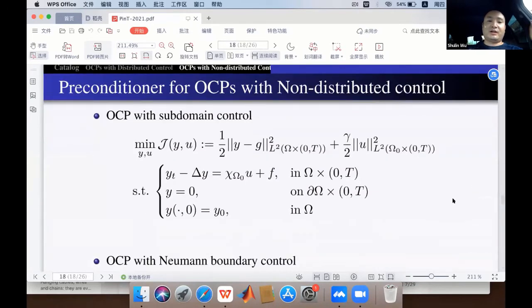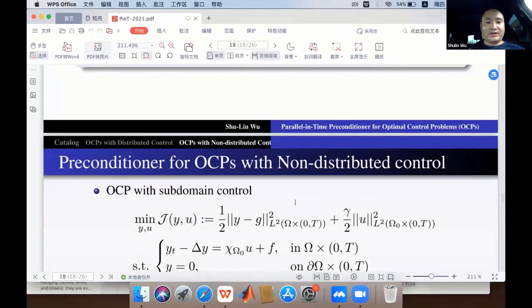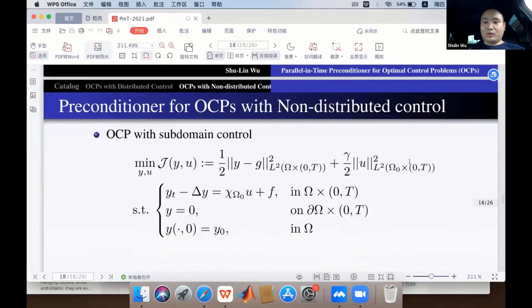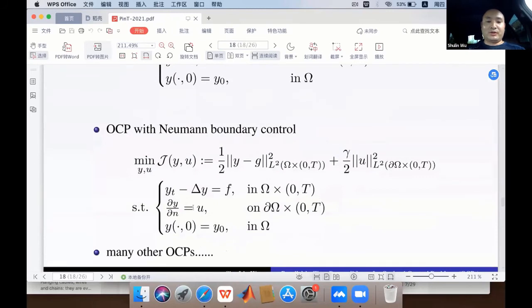The second part is preconditioning for OCPs with non-distributed control. For example, there are many other OCPs, such as OCPs with subdomain control. It means the control domain is just a subset of the whole space domain. And there are also OCPs with Neumann boundary control, so the control is imposed on the boundary, not the whole space domain.